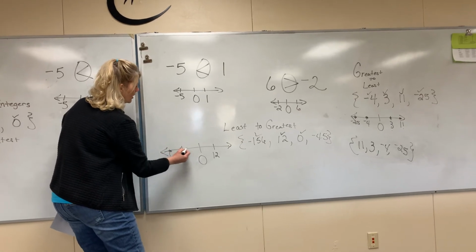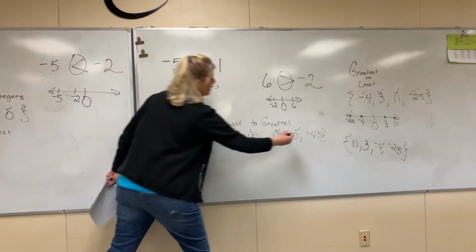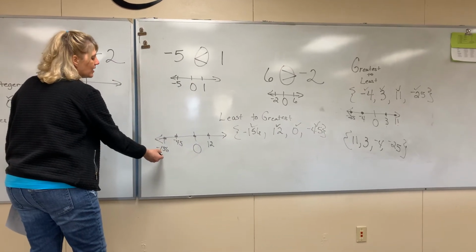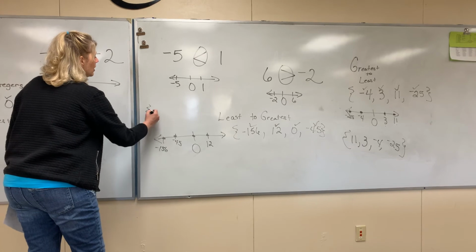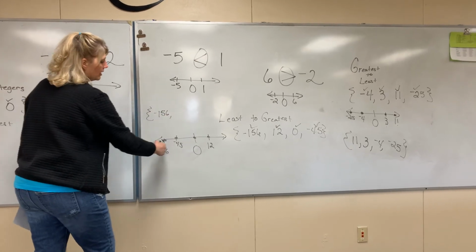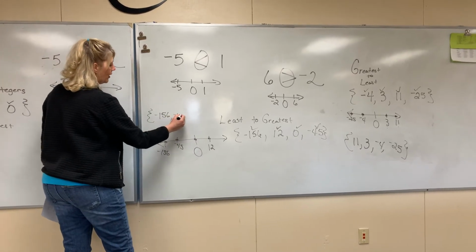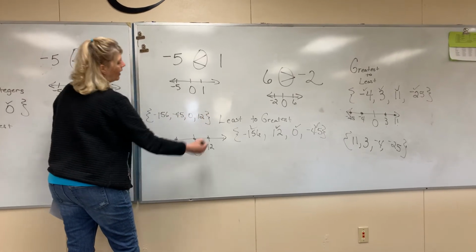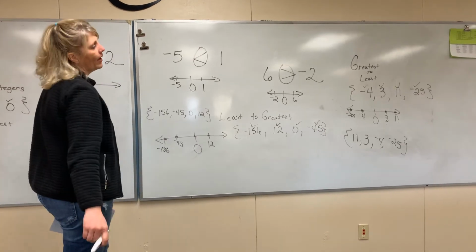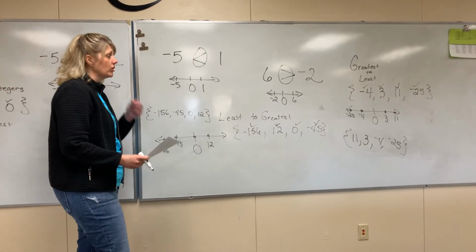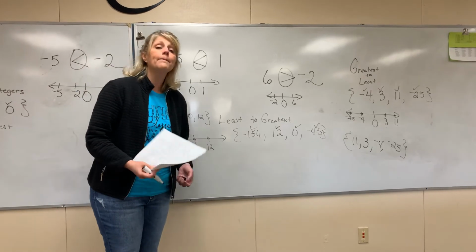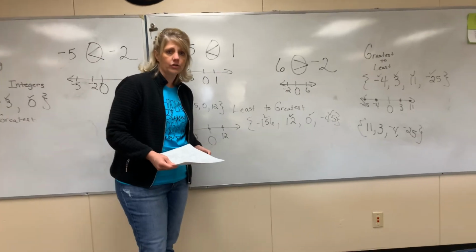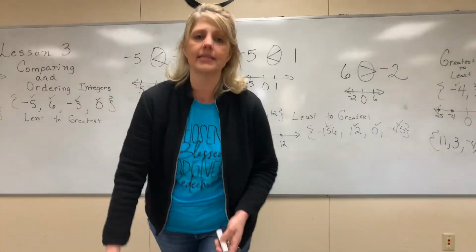All right, so let's look at this. So we're going least to greatest. He is the least because he's the farthest from 0. So negative 156. Then move up the number line. Negative 45, 0, and a positive 12. So that would be your answer for that. So now, boys and girls, you have seen how to compare and order integers, positive and negative integers. Okay, now let's take a look at the guided practice that Miss Lane did for you.